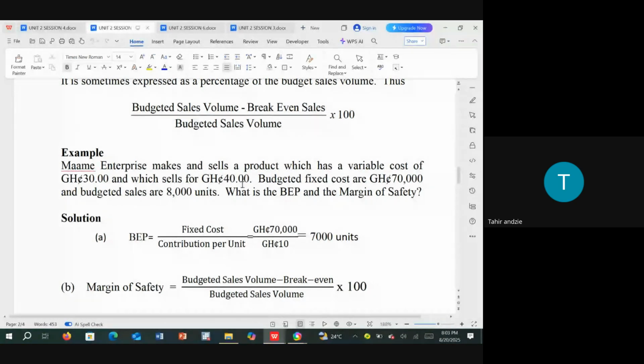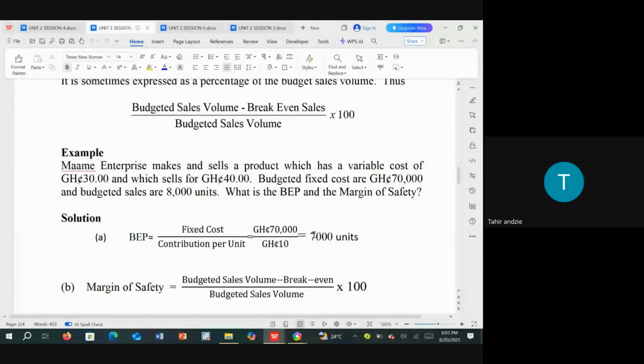Therefore, our contribution per unit is 10 cedis. Therefore, our break-even point is the fixed cost of 70,000 Ghana cedis divided by 10 Ghana cedis, and that gives us 7,000. Now, the budgeted sales in the question is 8,000. Therefore, what is the margin of safety?